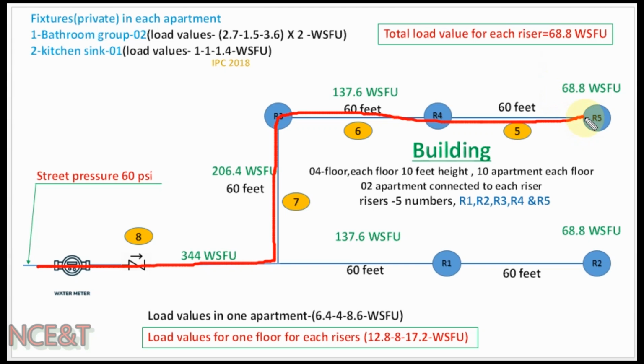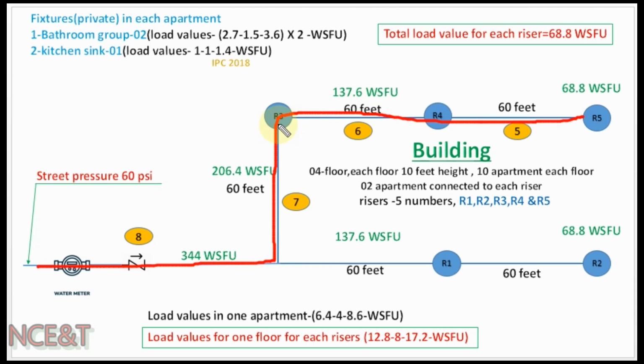As we go along the critical path, when another riser is connected to the critical path, the load value will increase. So we can divide the critical path into different pipe segments having different load values. The first pipe segment has a load value of 68.8 water supply fixture units. As we have given tag numbers in the riser from 1 to 4, we'll start the tag numbers in this critical path from 5. Then another riser, riser number 4, is connected to the critical path. Then the load value will become 137.6 water supply fixture units. We will give it tag number 6.